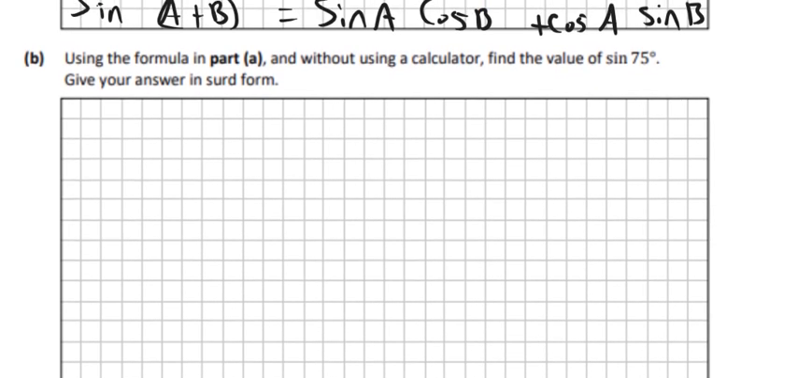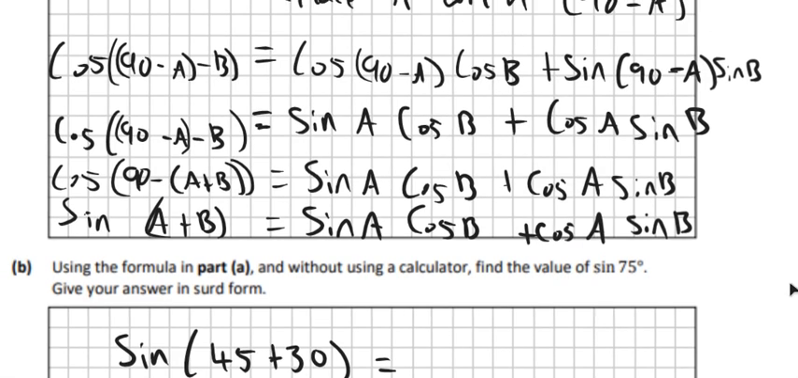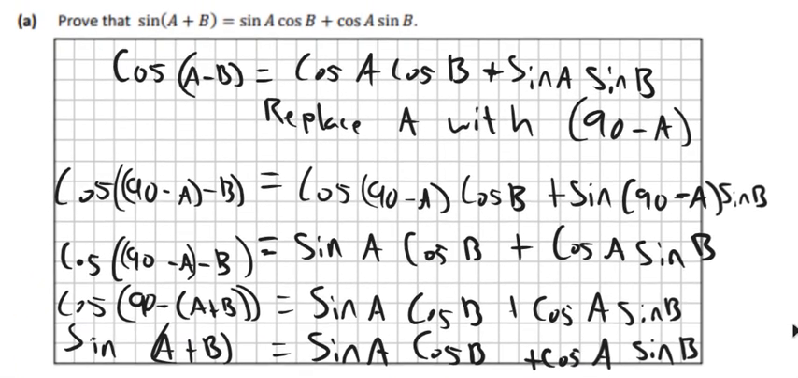Okay, using the formula and without a calculator, find the value of sin 75. So the trick here is to represent 75 as two kind of common numbers, or ones that you'd see in the log tables. So we can go for 45 and 30, because there we know that we can get sin of 45, sin of 30, cos of 30, cos 45 easily. You can get them out of log tables. So I'm just going to let that be 45 plus 30, and it tells you to use the thing from the start. So we're using the identity sin A plus B equals sin A cos B plus cos A sin B.